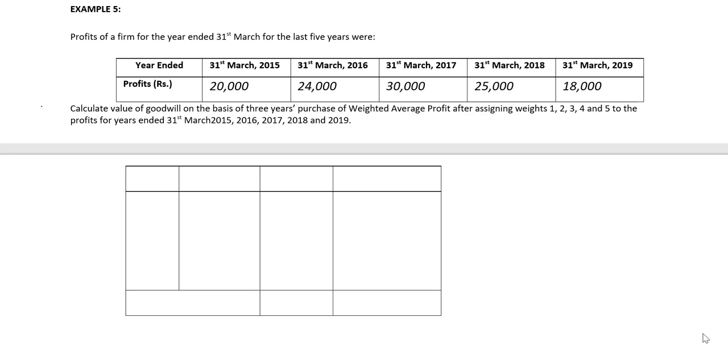We are asked to calculate the value of goodwill on the basis of 3 years purchase of weighted average profit after assigning the weights 1, 2, 3, 4 and 5 to the profits for the year ended 31st March 2015, 2016, 2017, 2018 and 2019. So here we find that we need to calculate goodwill under the average profits method, but based on weighted average. So let's go ahead with the solution.